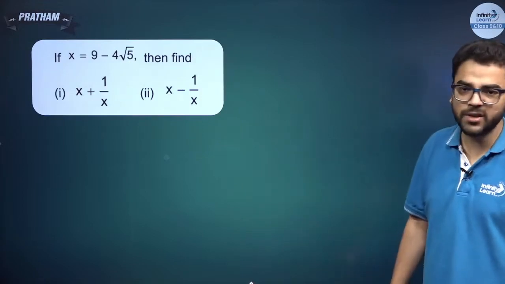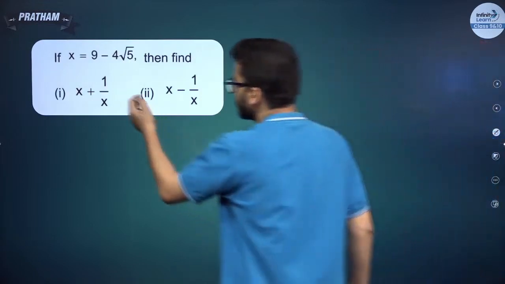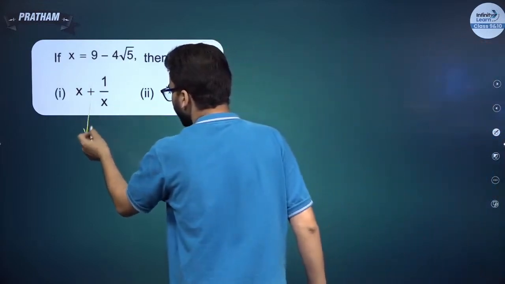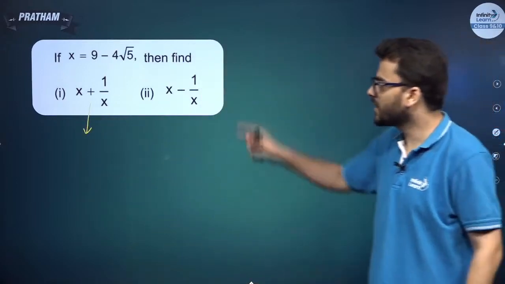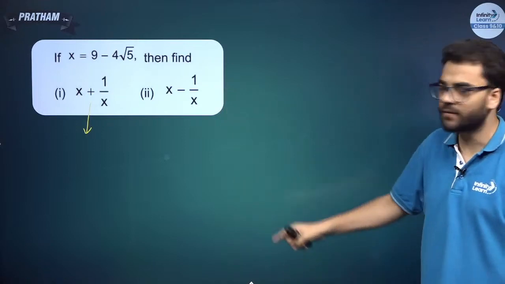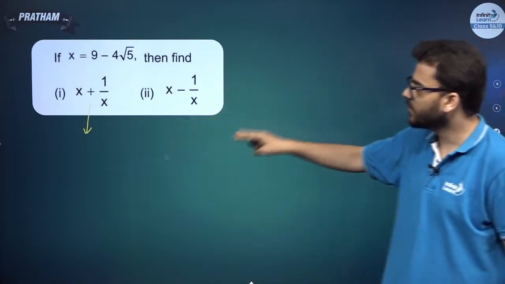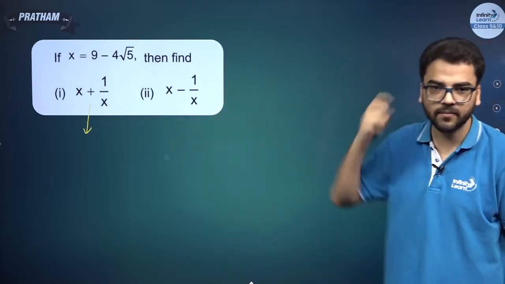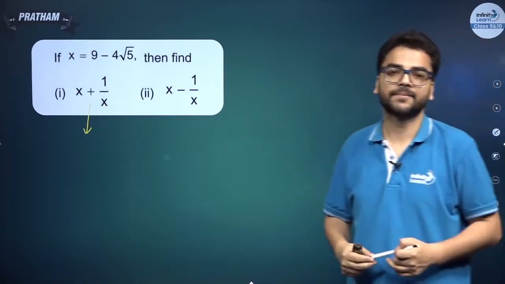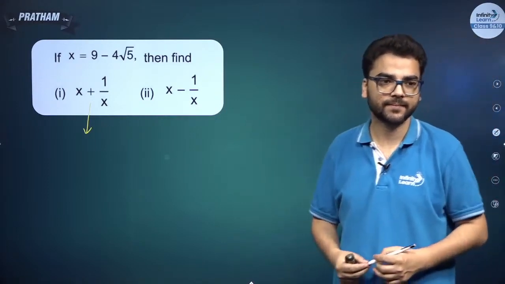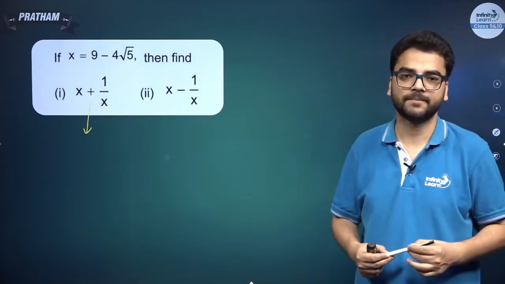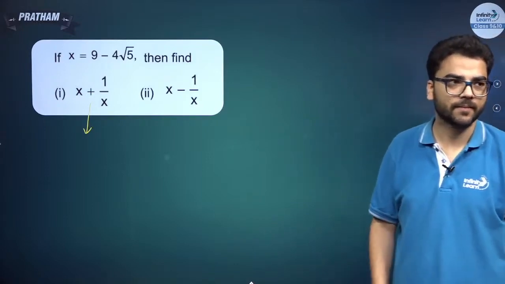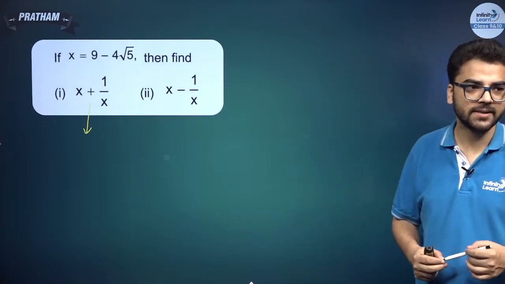So can we do these questions one by one? So the first part over here is you have to find the value of x plus 1 by x. X is given 9 minus 4 root 5, then you have to find the value of x plus 1 by x and x minus 1 by x over here. Try doing it, guys.